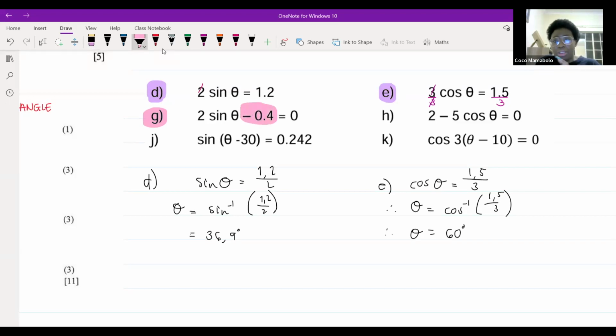And I'm glad that Emmanuel involved the negative, because that means that if this goes over to the other side, it will become positive 0,4. So we need to be very careful. Yes, absolutely. All right. So for G, we're then going to have 2 sine theta is equal to positive 0,4. Next step, guys. What's my next step?